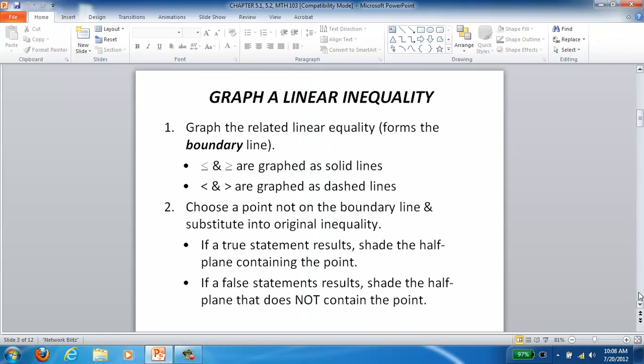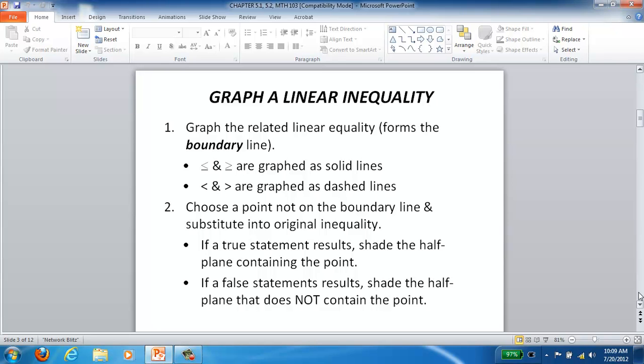Graphing a linear inequality. First, graph the linear inequality which forms a boundary line. So this is graphed just like graphing a linear equation. The less than or equal to and the greater than or equal to form a solid line. The dashed line, which forms the border region, is formed from a strictly less than or a strictly greater than inequality. Choose a point not on the boundary line and substitute that into the original inequality.